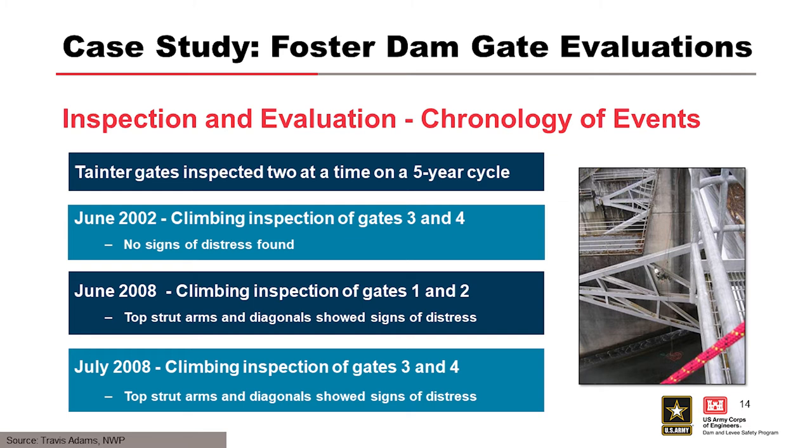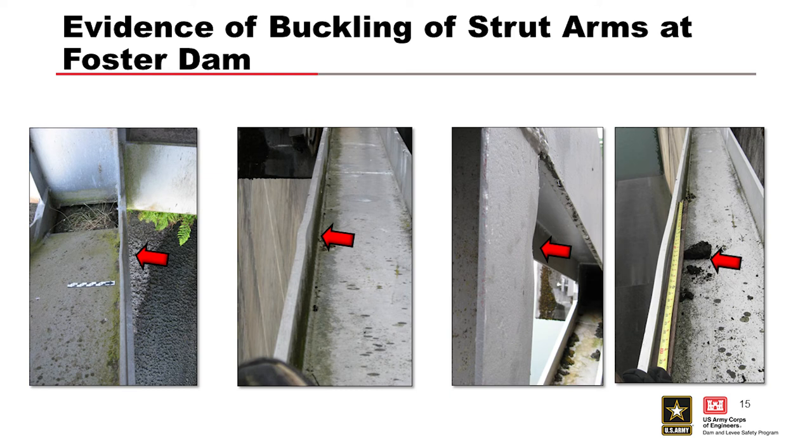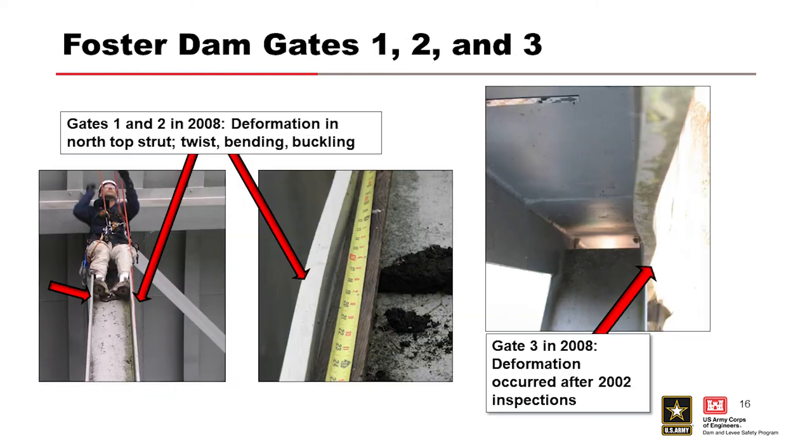So just a month later, they looked at gates 3 and 4, and they also noticed that the top strut arms and diagonals were showing signs of distress. So these pictures just show some of the local flange buckling that you see on some of the members here. The next slide here shows we're looking at gates 1, 2, and 3. And again, you can see the amount of twisting and buckling and bending that were taking place on these flanges of these members. It was determined for gate 3, inspected in 2002, didn't see this damage, but in 2008, the deformation was noticed. And so it was determined that this happened between that 6-year period.